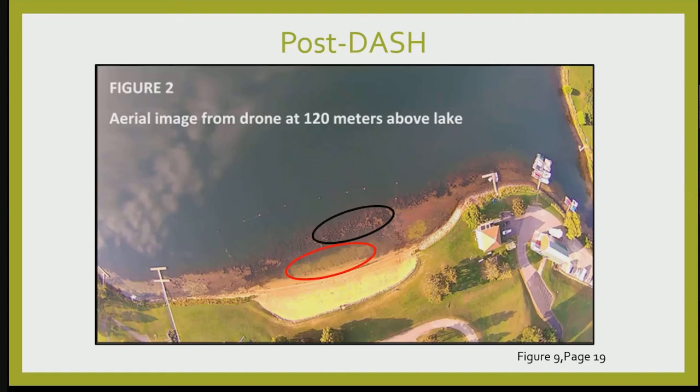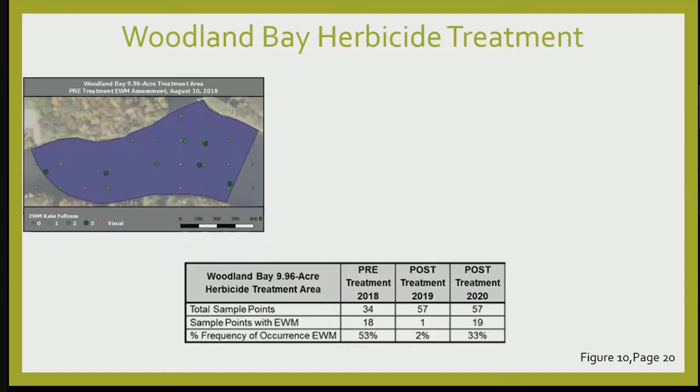So here I'm going to focus on the Woodland Bay herbicide treatment, and this information is found on page 20 of the report. The map on the left represents the pre-treatment conditions. Eurasian water milfoil was found at 18 out of 34 sample points, which is 53% of sample points. And there's a table at the bottom that lists all this information.